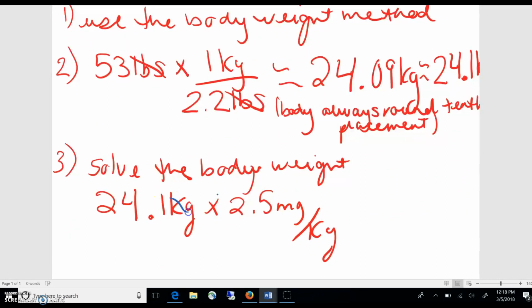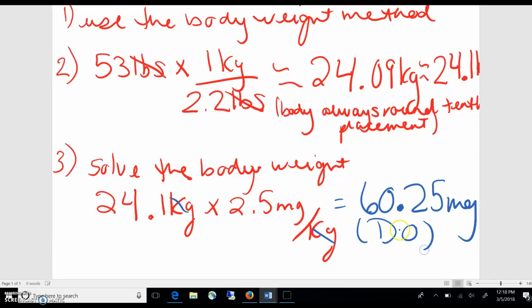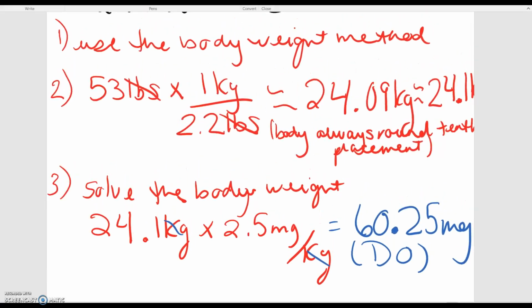As you can see, kilograms cross out. 24.1 times 2.5 gives you 60.25 milligrams. So in detail, the doctor has ordered, this is the dose order, 60.25 milligrams is what the patient should be receiving for this medication.